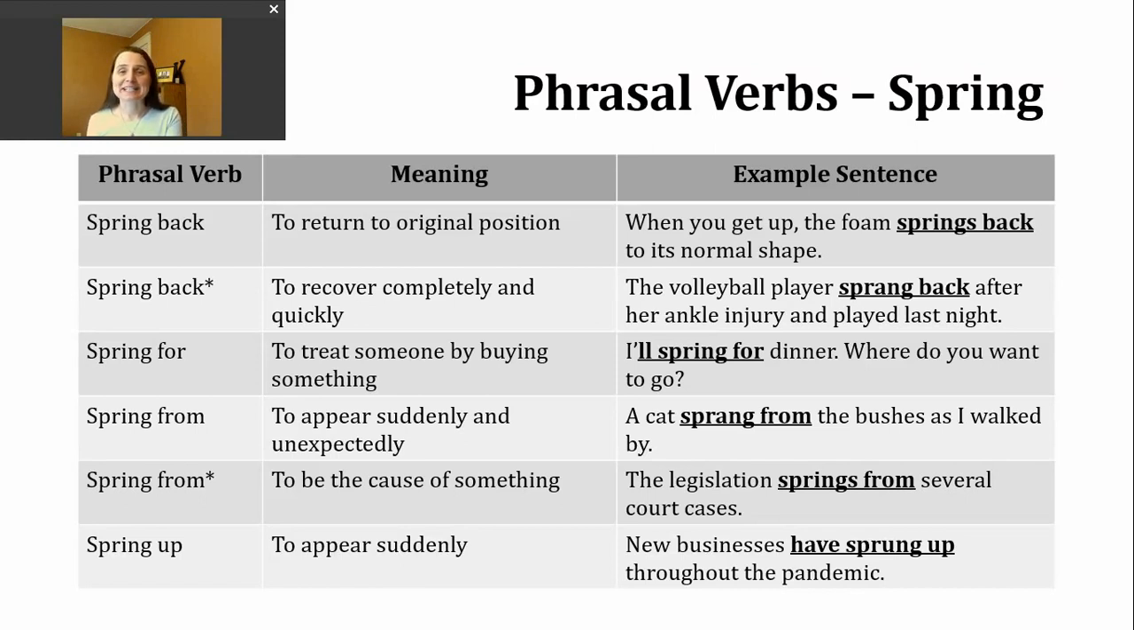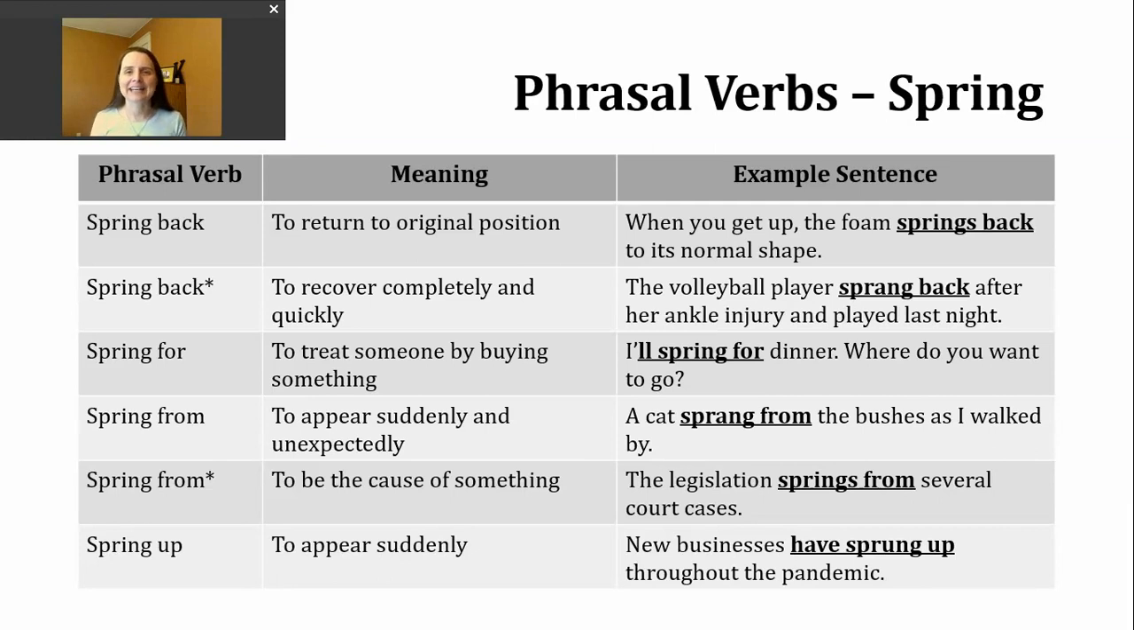Here it is in an example sentence. When you get up, the foam springs back to its normal shape. So this particular sentence could be referring to some type of mattress or cushion or pillow, and the idea is when we sit on it, it pushes down, and then when we get up, it returns to its original position. A second way to use spring back is to mean to recover completely and quickly.